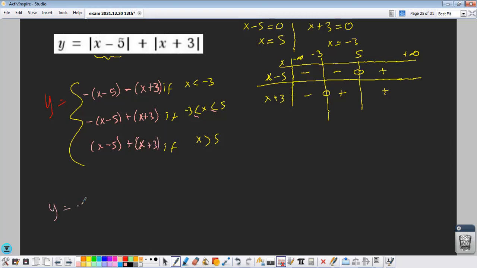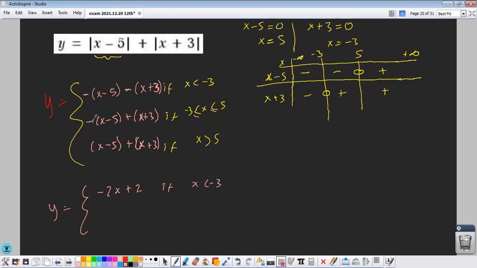So y is equal to, if we do the calculations, firstly let's check the x's. Minus times x is minus x, minus times x is minus x, so there will be a minus 2x. Then the numbers: minus times minus 5 is plus 5, minus times plus 3 is minus 3. 5 minus 3 makes positive 2, plus 2. This is the case if x is smaller than minus 3.